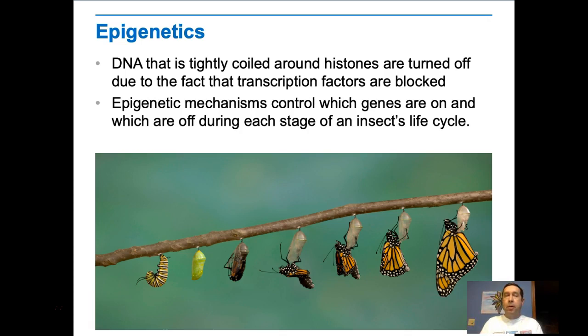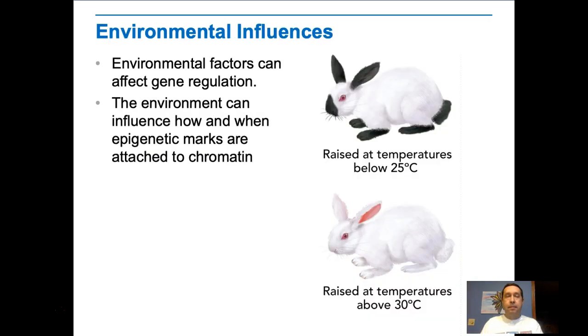There's also what we call epigenetic control, which is indirectly regulated. It has to do with DNA structure. DNA that's tightly coiled around histones is turned off because transcription factors are blocked. You also have methylation, which can block transcription as well. So epigenetic mechanisms control which genes are on and off during each stage of an insect's life cycle as it goes from a caterpillar to the pupal stage to the adult stage.